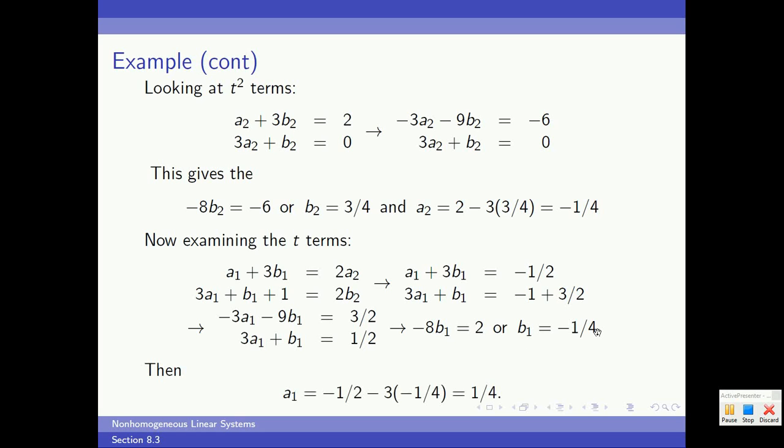So once I have b1, I can go back and put it into this equation here. And so when I put it in, I get A1 has to be 1/4.